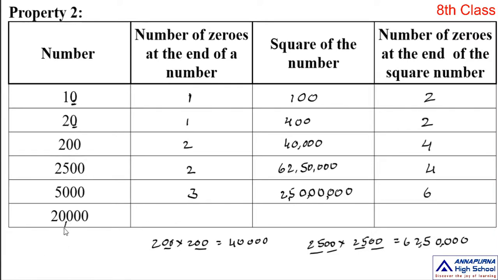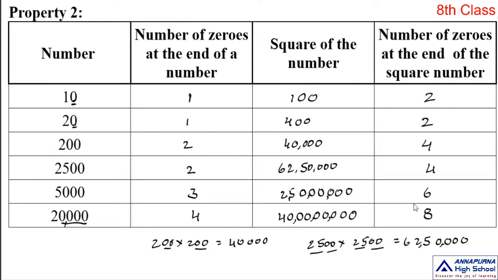And the next number is 20,000. At the end, how many zeros are there? 4 zeros are there. And its square, 20,000 into 20,000. 2 2's are 4. And here 4 zeros are there, and in the other number also 4 zeros, so we have 4 plus 4, 8 zeros in our product. 1 2 3 4 5 6 7 8. So at the end, 8 zeros are there.